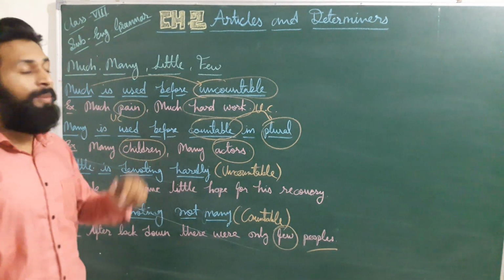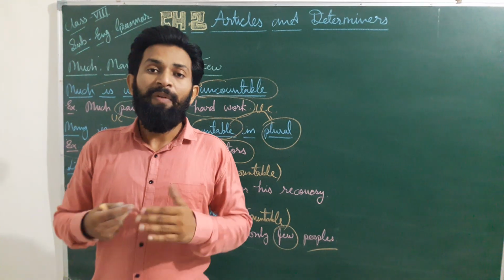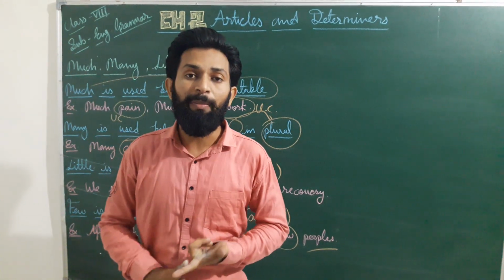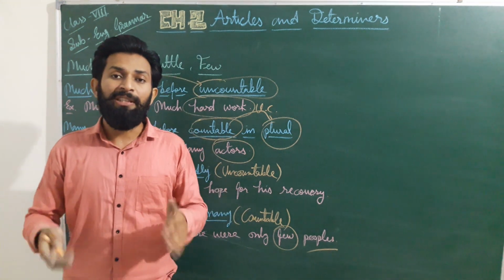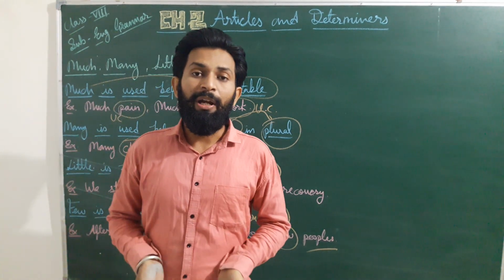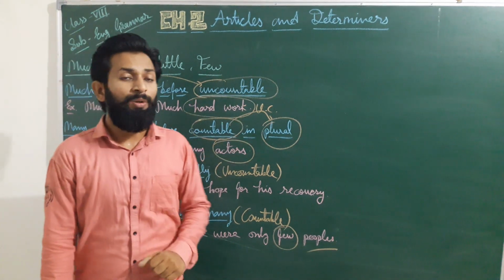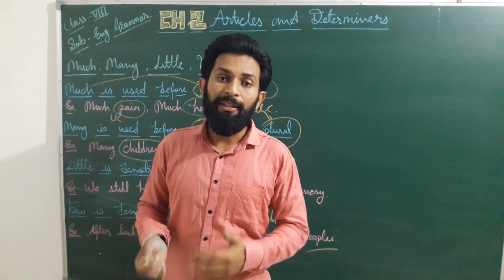Dear students, it's all about quantifiers. In this chapter we discuss many things like articles, definite articles, indefinite articles, determiners, many types of determiners, possessive, demonstrative, interrogative, distributive, quantifiers. All these types of determiners have also been explained by me in this chapter.